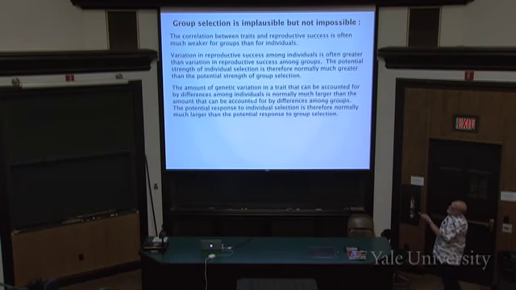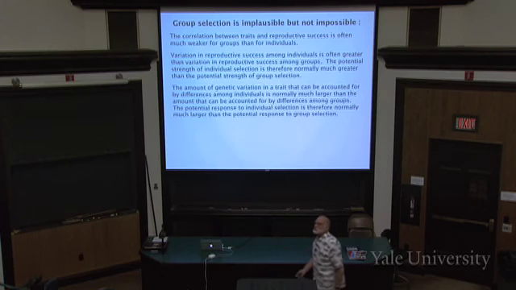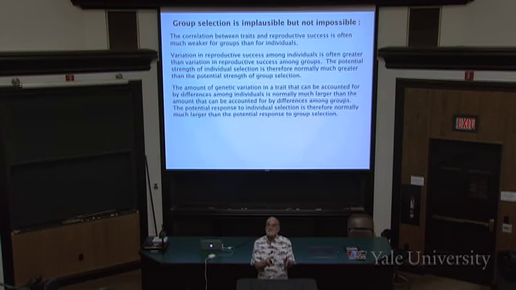The amount of genetic variation in a trait that could be accounted for by differences among individuals is also a lot larger. So inter-individual variation is usually much greater than variation among groups. We saw that, by the way, when we did the analysis of genetic variation among ethnic groups, and we saw that 85% of human genetic variation is among individuals and only about 15% is elsewhere.